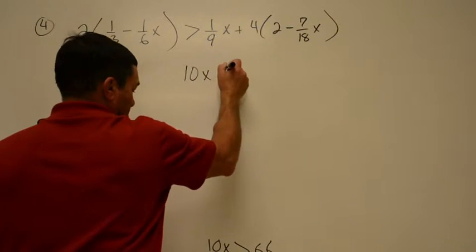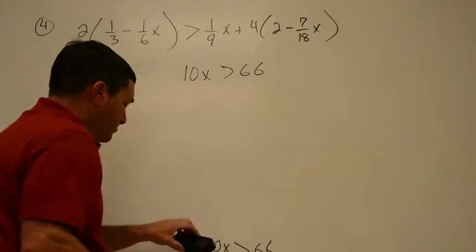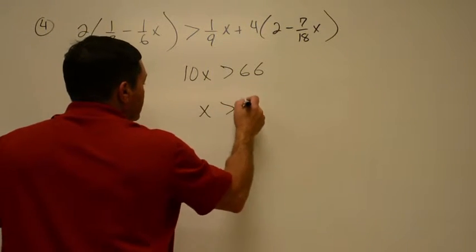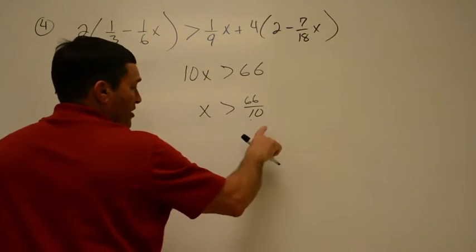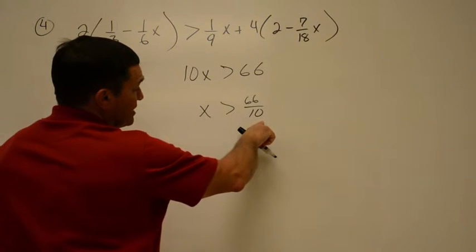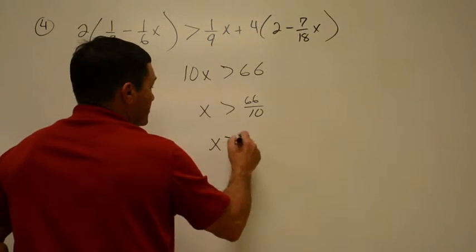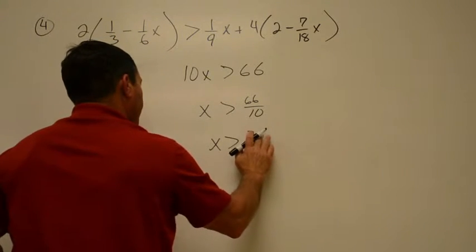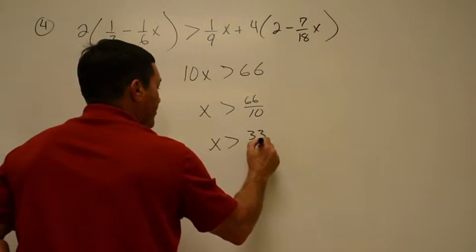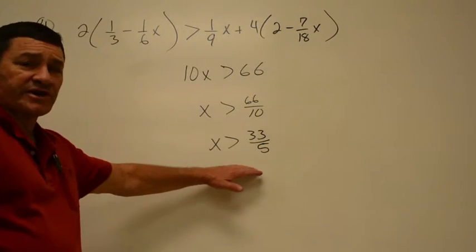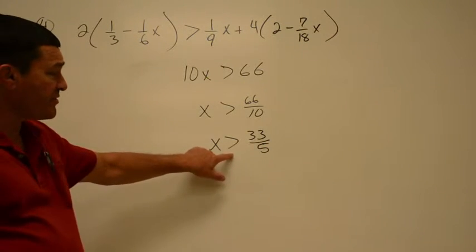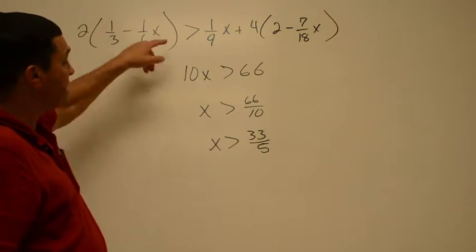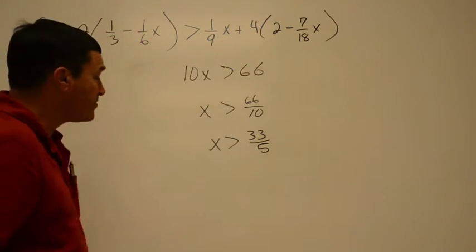So I have 10x is greater than 66. Divide both sides by 10. Reduce your fraction, that would be 33/5. Just divide each of these by 2. There's your answer algebraically. Any number greater than 33/5 substituted in this expression would always make sure the left-hand side is greater than the right-hand side.